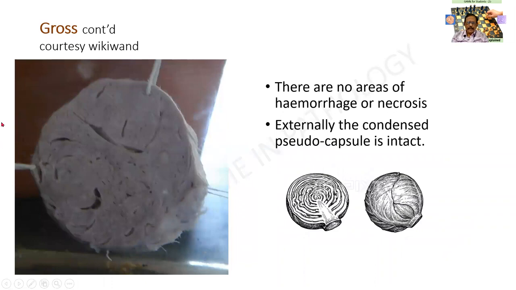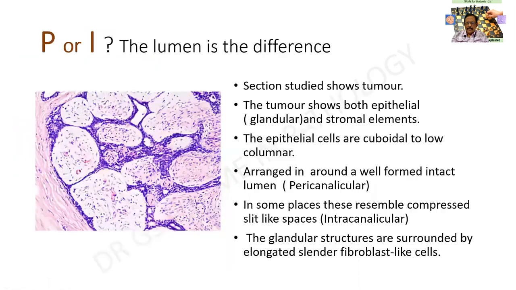This is a superb specimen of a mounted fibroadenoma. I am seeing solid areas as well as slit-like areas, a slightly whorled appearance, but the fibers are all regularly arranged. No areas of hemorrhage or necrosis. Externally, there is a condensation of the pseudocapsule. Here I am finding multiple slit-like areas, and this is described as a cut cabbage appearance.